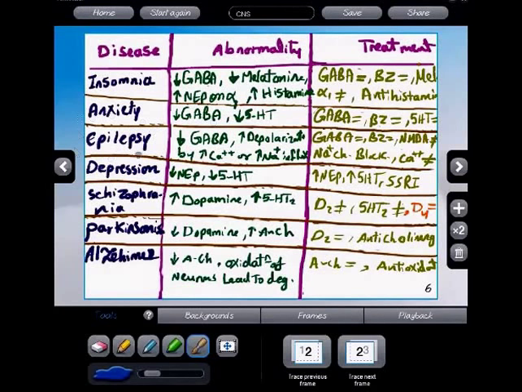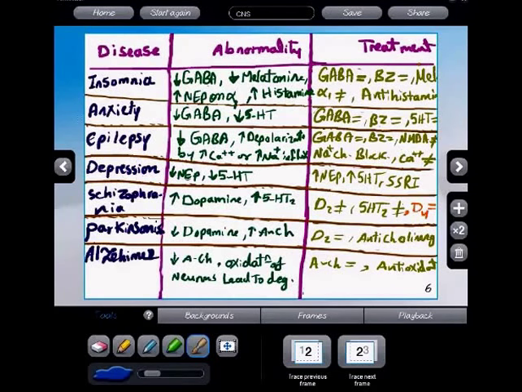When I talk about epilepsy, epilepsy is a decrease in the GABA or an increase in the depolarization by increasing the calcium and the sodium influx. So I can give a GABA and benzodiazepine agonist. I can give an N-methyl aspartate receptor antagonist. I can give sodium or calcium channel blockers.